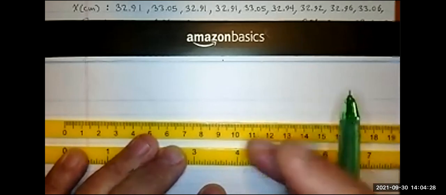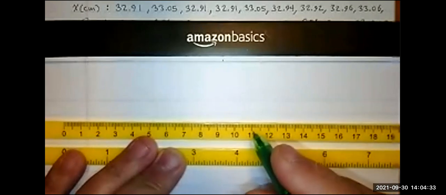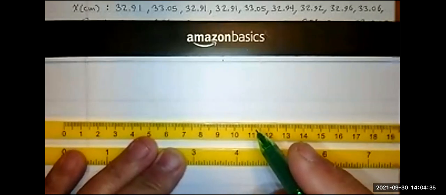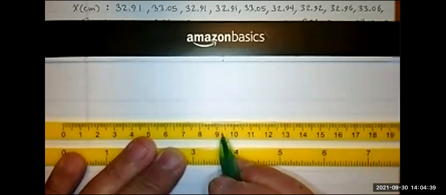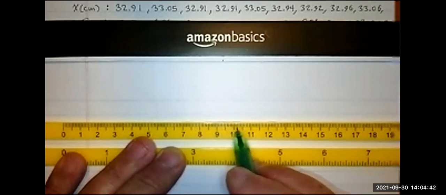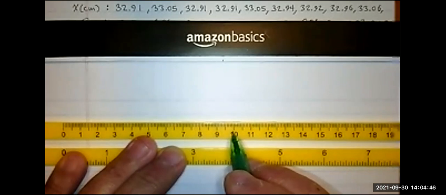So that's why I tell you, you always want to check what the gradations are, because what if some jerk made a centimeter scale and put it on 16ths instead of tenths? That would be just hideous. But anyways, I did count that, and it turns out there's 10 spaces between the 9 and the 10, and the 9 and the 10 are both centimeters, so that's 1 centimeter.